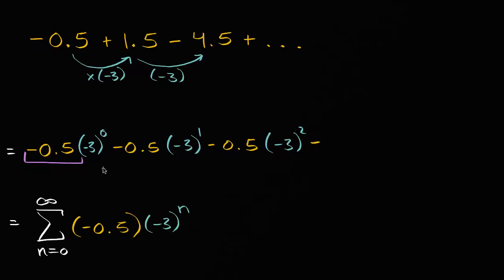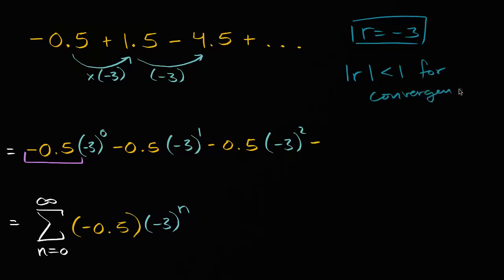So we've been able to rewrite this in different ways, but let's actually see if we can evaluate this. We have a common ratio of -3, so our r here is -3. The first thing you should think about is, in order for this to converge, the magnitude of the common ratio, or the absolute value of the common ratio, needs to be less than 1 for convergence. And what is the absolute value of -3? Well, it is equal to 3, which is definitely not less than 1. So this thing will not converge.